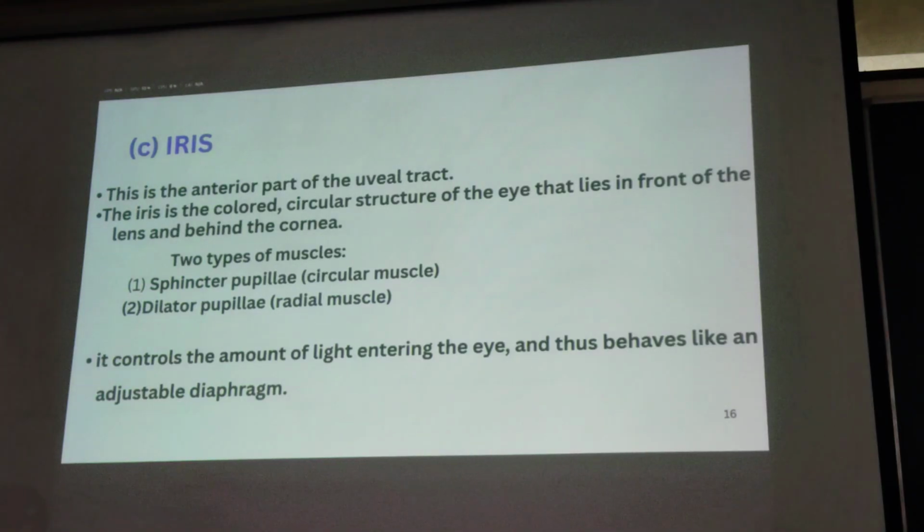Iris. This is the anterior part of the uveal tract. The iris is the colored circular structure of the eye that lies in front of the lens and behind the cornea. The two types of muscle of the iris: sphincter pupillae, circular muscle, and dilator pupillae, radial muscle. It controls the amount of light entering the eye and thus behaves like an adjustable diaphragm.